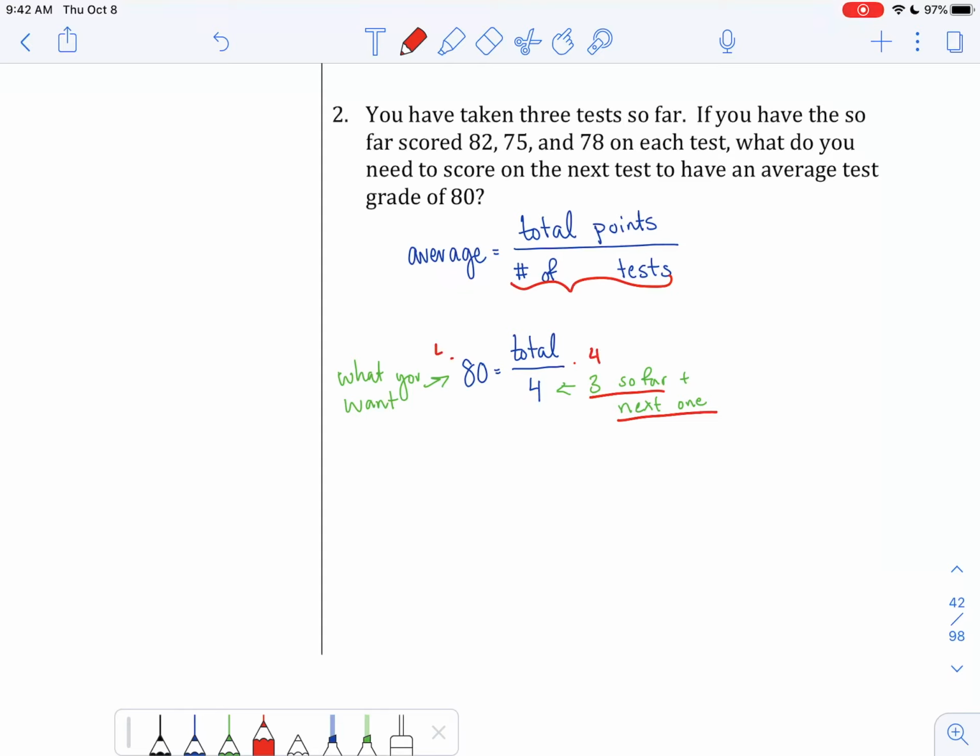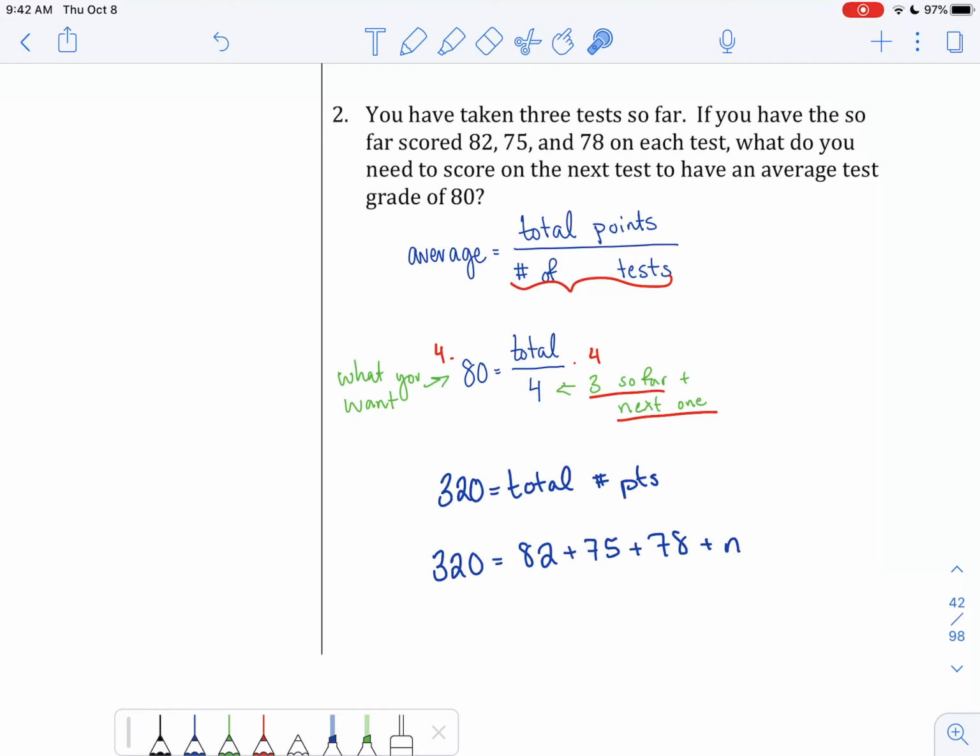So I'm going to multiply both sides by 4. And I know that I want 320 to equal the total number of points that I've earned on my 4 tests. Now, so far, I know that that would be 82 and 75 and 78 is the number of points I've earned, plus whatever I'm going to get on my next test. So this is the actual number I want to solve for, this value right here.